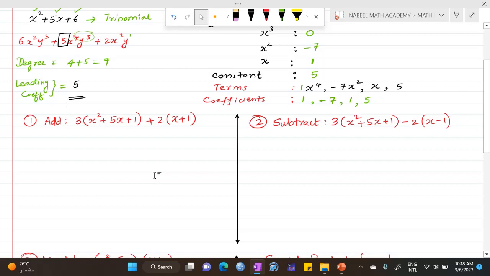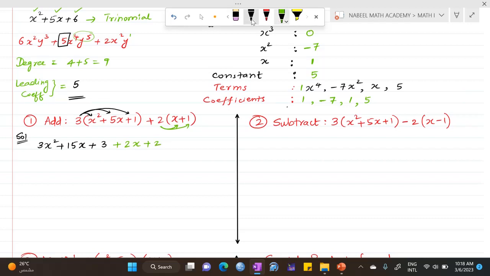Now we will do the next one, addition of polynomials. So we have two polynomials. We are going to add them. So how will you add these two polynomials? Before adding, you have to multiply this part. So what is the multiplication? It is 3x square plus 15x plus 3. And the next one, I have to multiply this part. So what is the multiplication of this one? It is plus 2x plus 2.